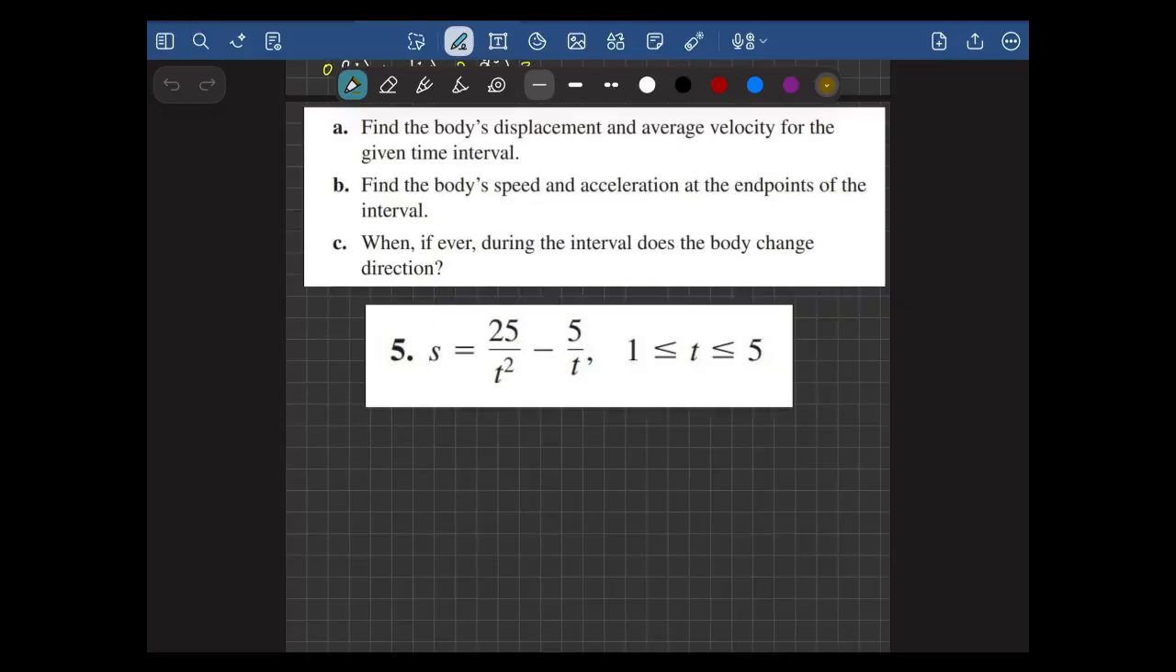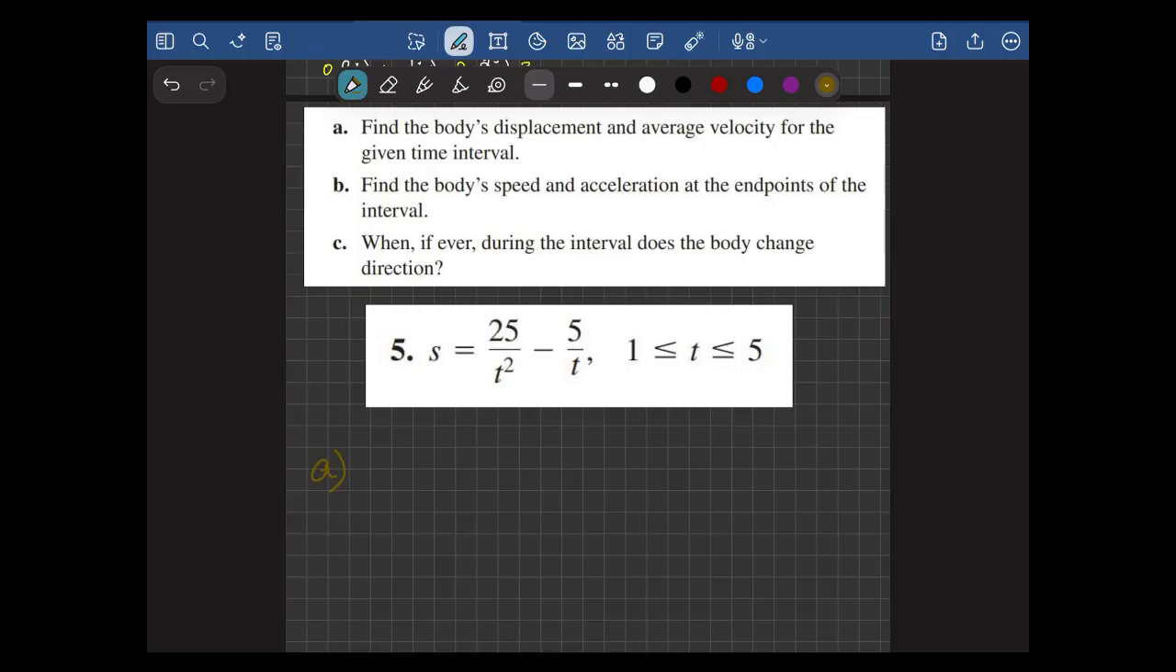Dear students, question number 5. Today we're going to finish with questions number 5 and 6, then we will move on. So in question number 5, as usual, we have to find the displacement, average velocity, body speed, acceleration, and then we will see whether the body is going to change direction or not in the C part.